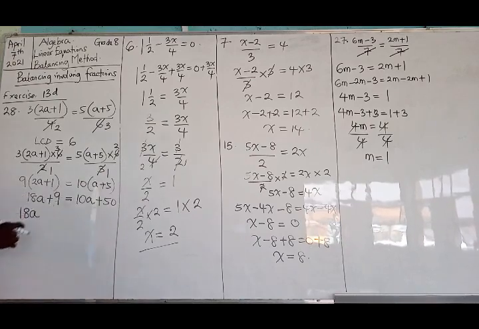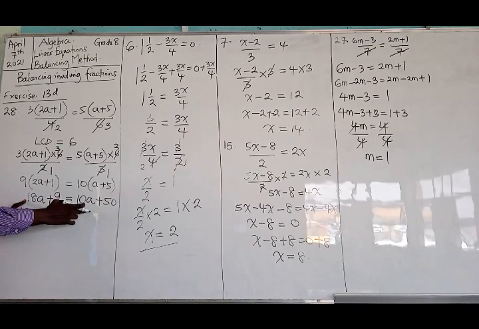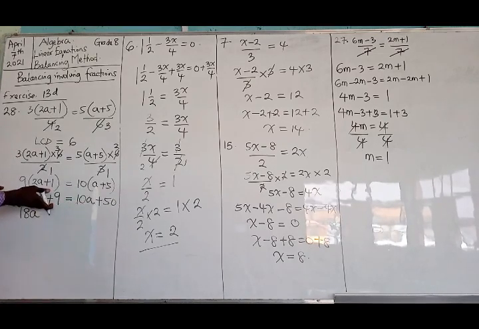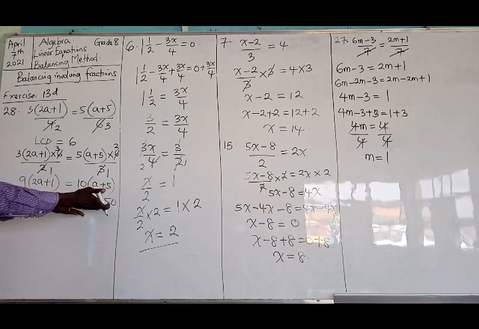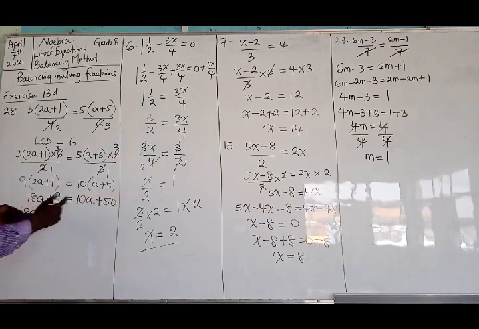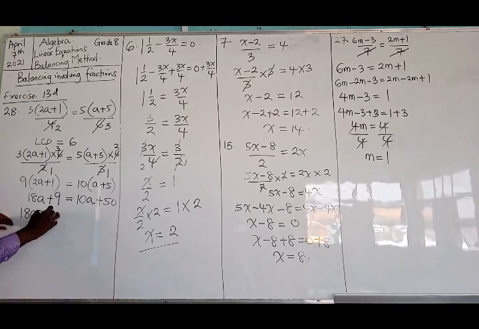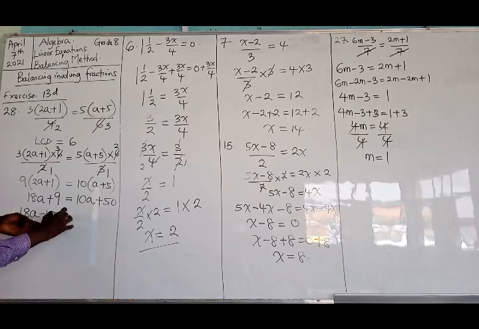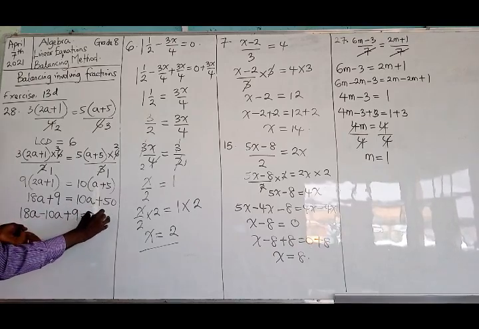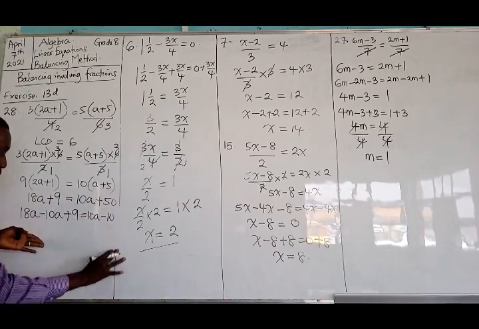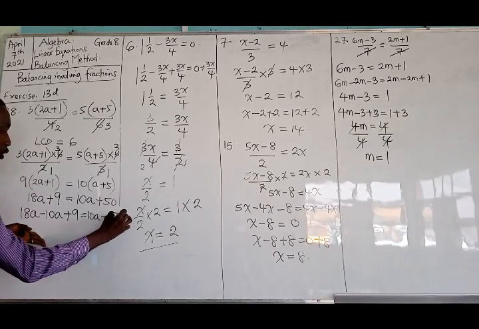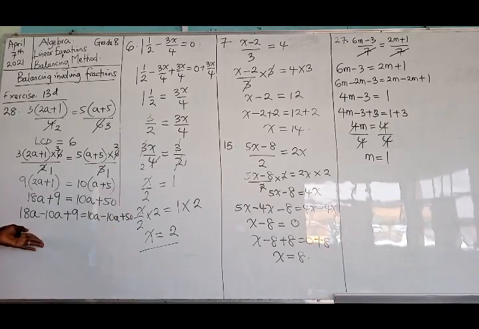The next thing you do is to say 18a. Now, you compare 18a and 10a. You discover that you do not need 10a here based on our rule. We keep the unknown on the left hand side and we keep the known, which are the numbers, on the right hand side. So this will be 18a minus 10a plus 9 equal to 10a minus 10a plus 50.